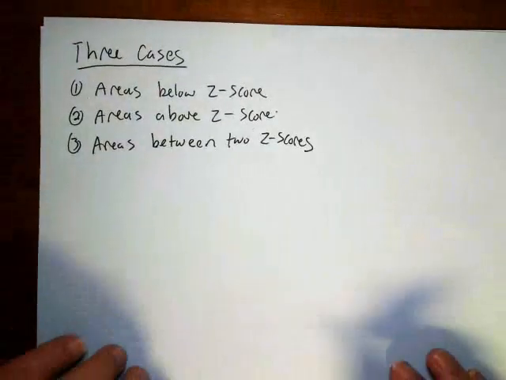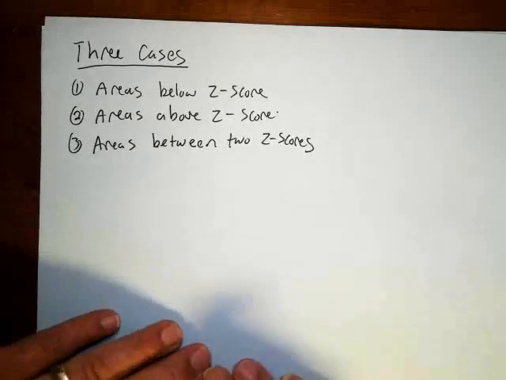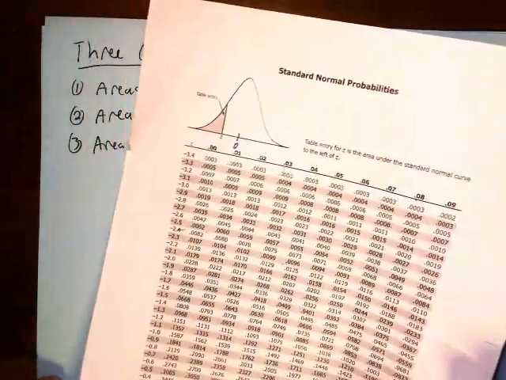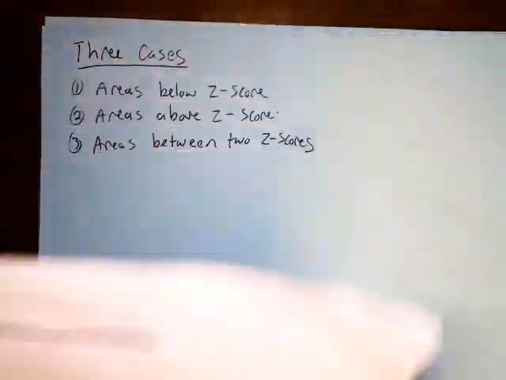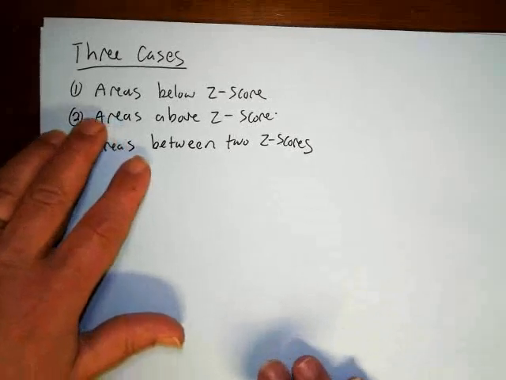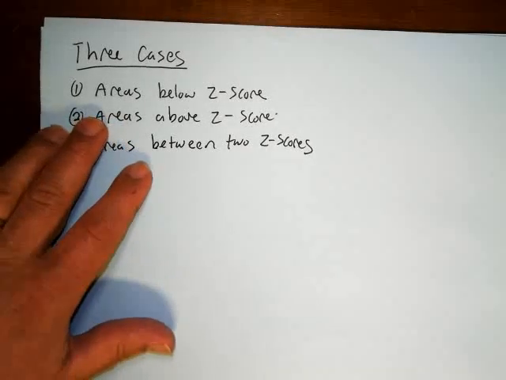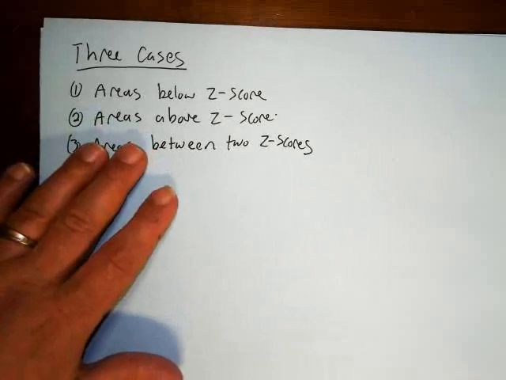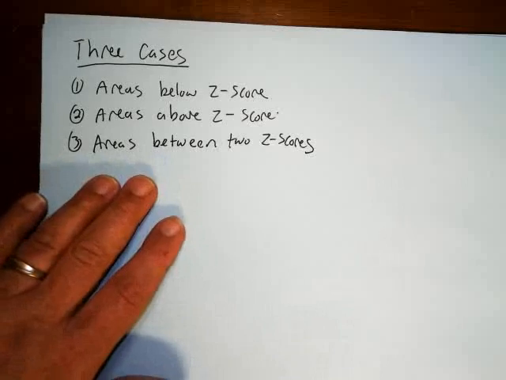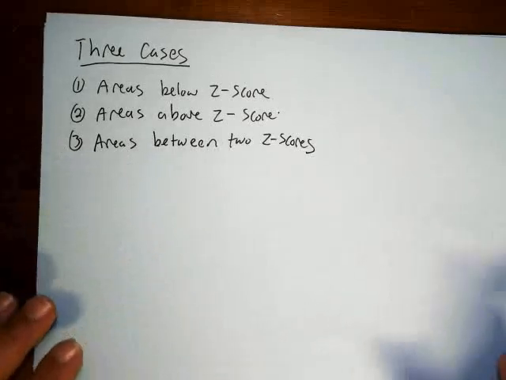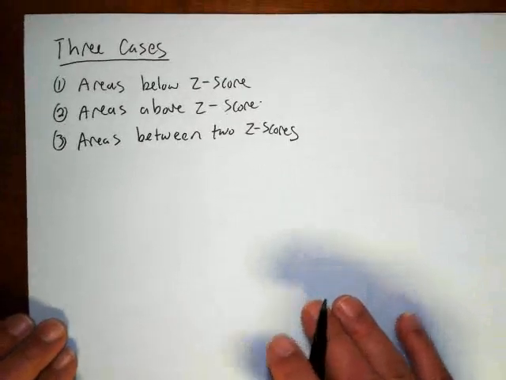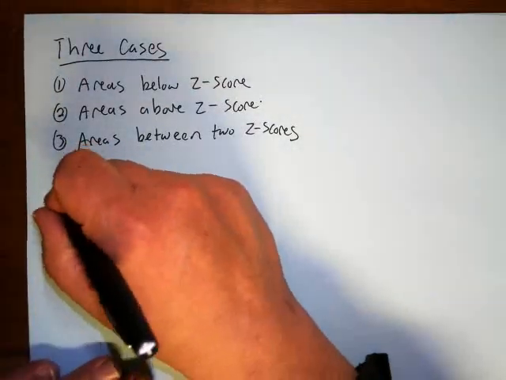As we mentioned at the end of the last video, when using the standard normal table here, there's actually 3 cases that can occur. And these cases are, the first one is when you want to find an area below a z-score. The second one is when you want to find an area above a z-score. The third one is when you want to find area between 2 z-scores. So we're going to look at each one of these cases and see what to do in each case.